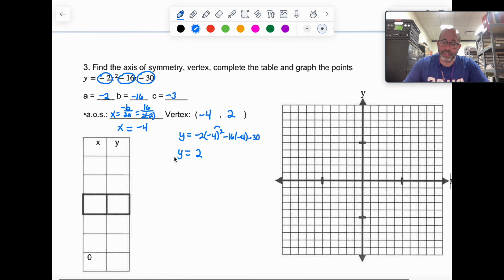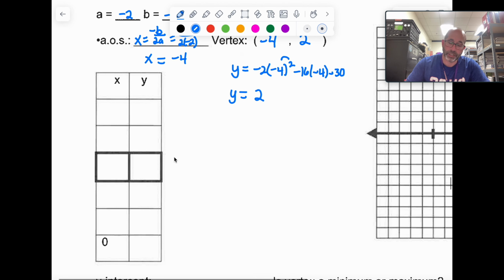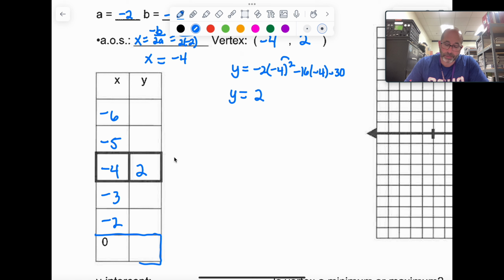Now let's put that into our actual table here. Let's put our vertex right in the middle. And then remember from our last videos that we're going to find values that are just to the left and just to the right of our actual vertex. So if I go just to the left, we're going to move to -5 and -6. And then just to the right will take me to -3 and -2. Now we have a new value located in the bottom of this. That point right there, we're going to call our y-intercept. Okay, it's just another data point that we can use for making our graph.